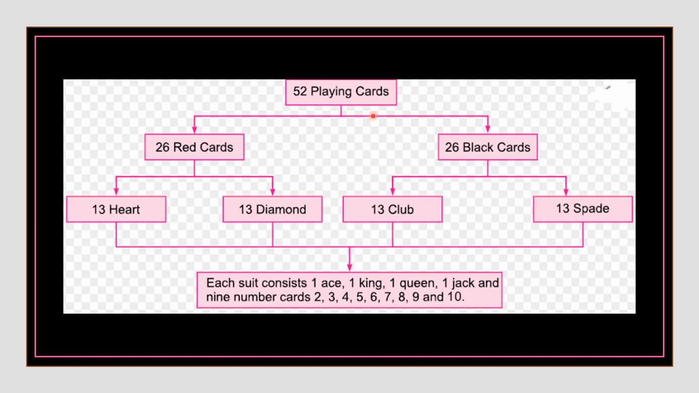Therefore, overall, in the deck of playing cards, we will have 16 picture cards and 36 number cards. This is the distribution of different types of cards in a deck of cards. You should be thorough with this to answer problems related to playing cards.